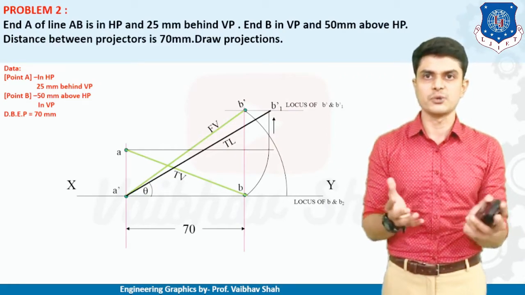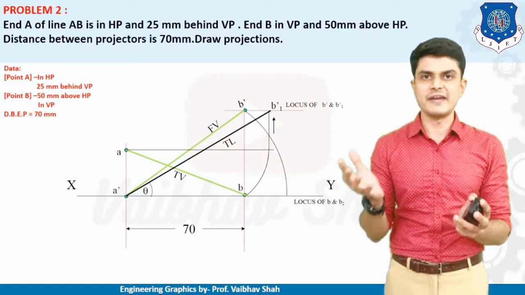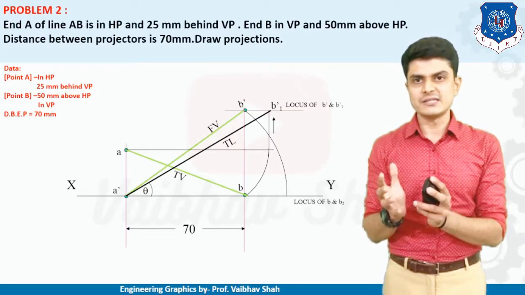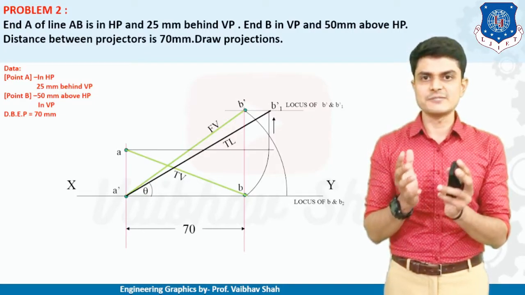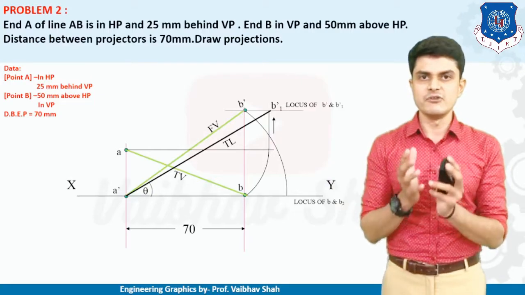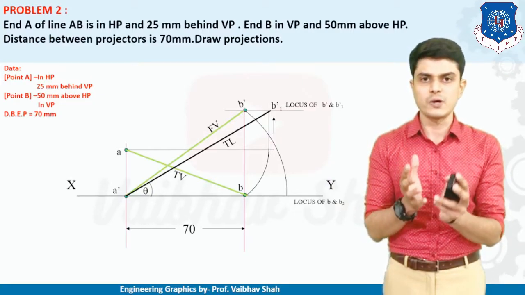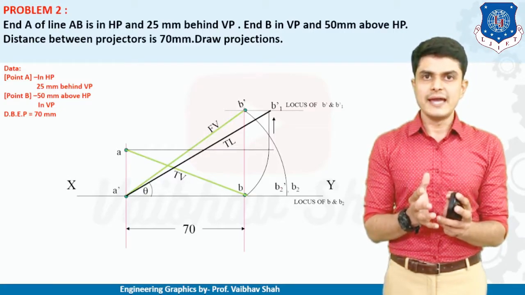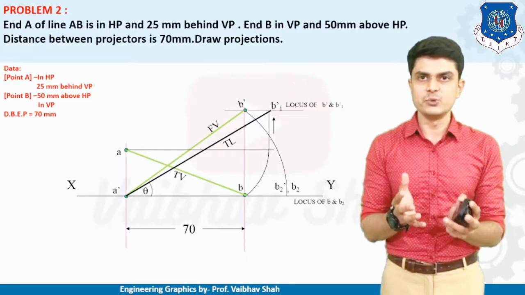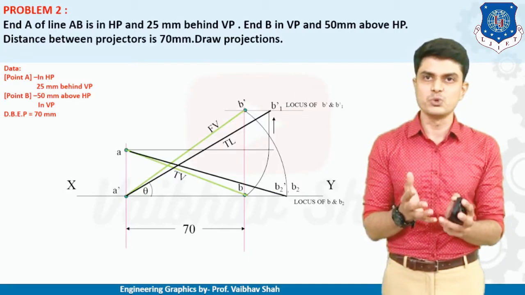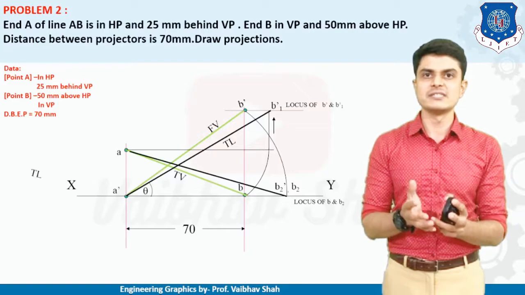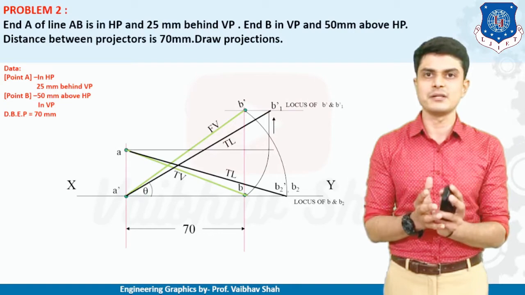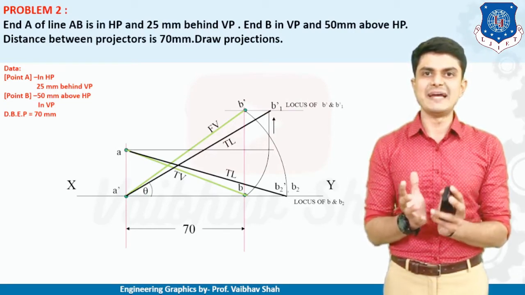In the other method, you can take the dimension of A dash B dash on your compass, put your compass at A dash and take the radius of A dash B dash and draw one arc like this. This radius will intersect the locus of B or B2 and will give you a point B2 here. After getting your point B2, it is very simple. Connect this point B2 directly to your point A, which is nothing but your true length. So very easy. We are following the same example, but here the method is different.